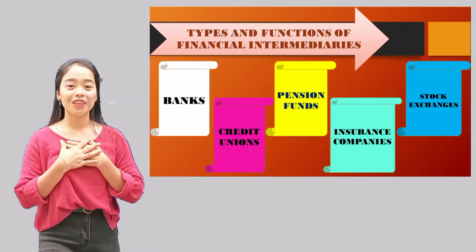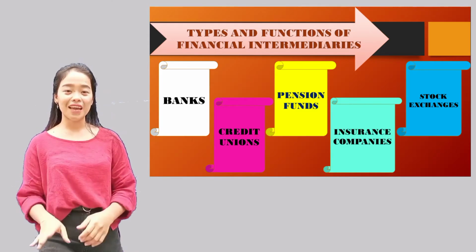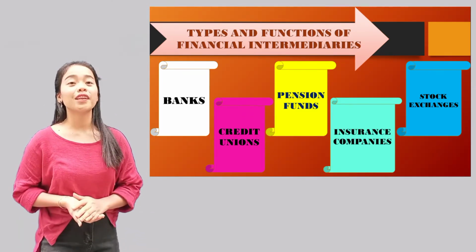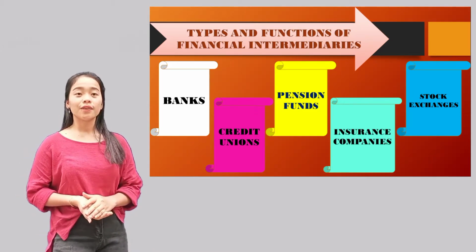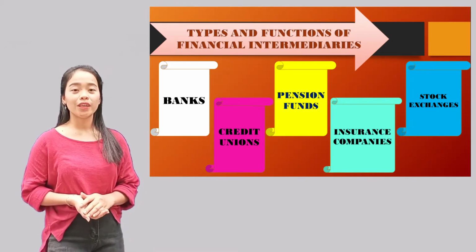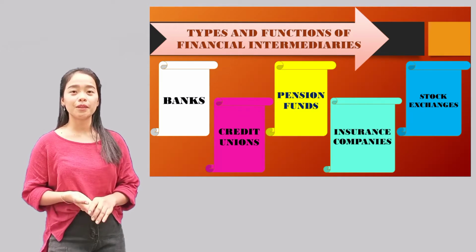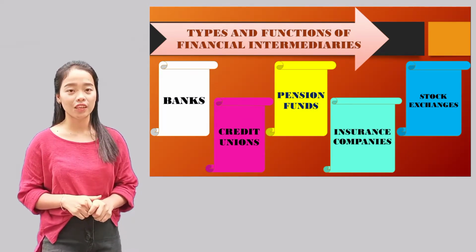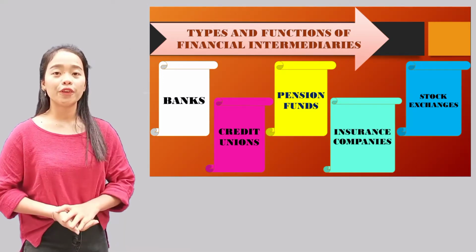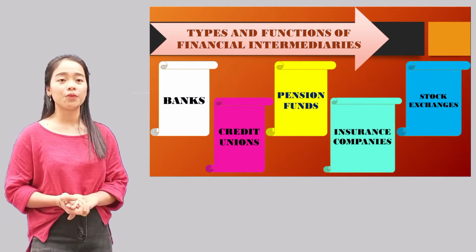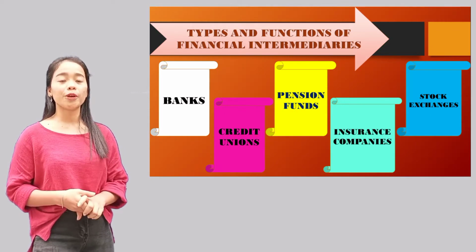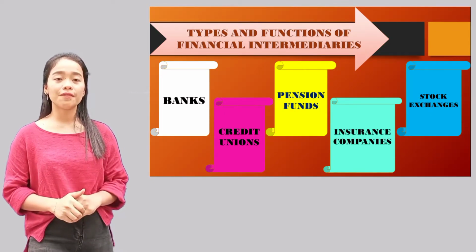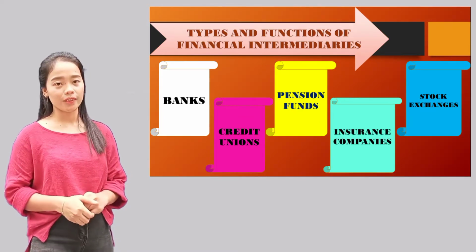And my topic for today is all about types and functions of financial intermediaries. So what are financial intermediaries? It is an institution or individual that serves as a middleman among diverse parties in order to facilitate financial transactions. It offers a service or helps an individual or firm to save or borrow money. And also, it helps to facilitate the different needs of lenders and borrowers.